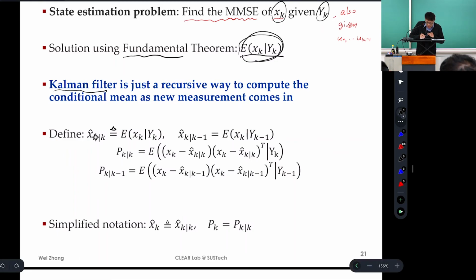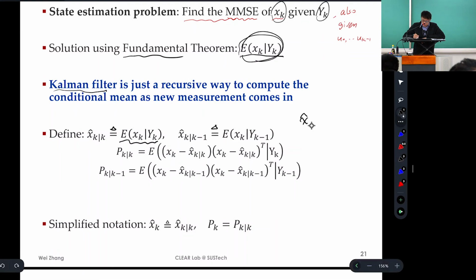And here, x hat of k given k means the best estimate of xk given measurements up to time k, this guy. And x hat of k given k minus 1 is the best estimate of xk given y up to k minus 1. That's the definition.